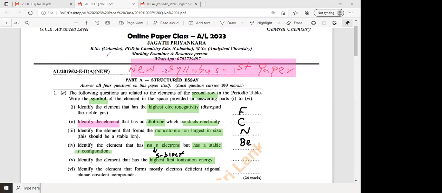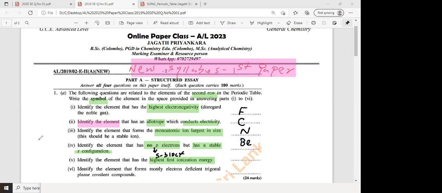Everyone should give the answer for this. Don't forget from the second period. Highest first ionization is group 8 top. You can't take helium. Sishan, you gave lithium, right? So it's neon. Okay, all of you are correct now.